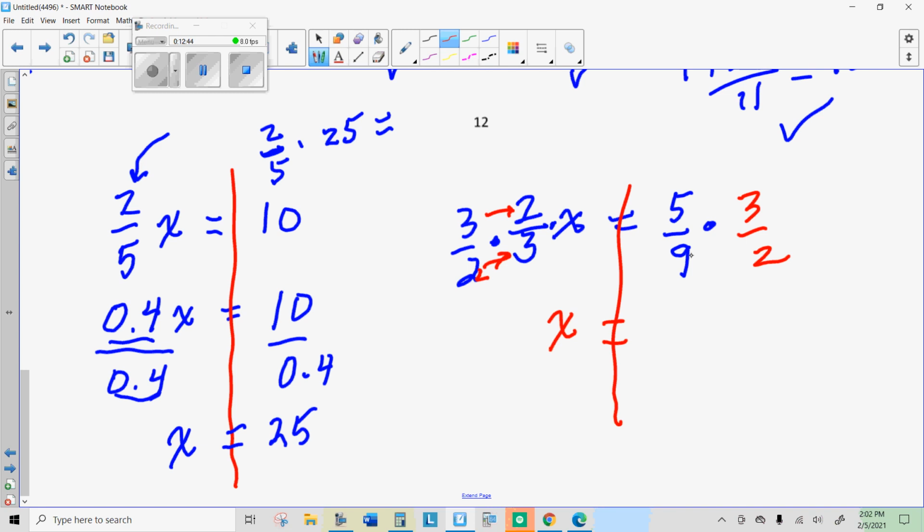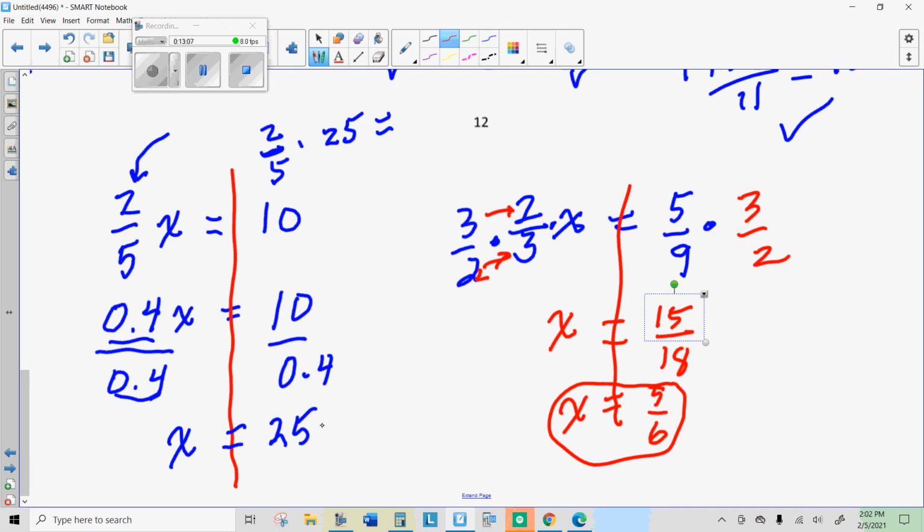Then on this side, you end up with 15 on top. 5 times 3 is 15. And 9 times 2 is 18 on the bottom. And I would just simplify that. So 3 goes into both of those. So it equals 5/6. All right, so make sure you copy those down. Those strategies will come in handy.